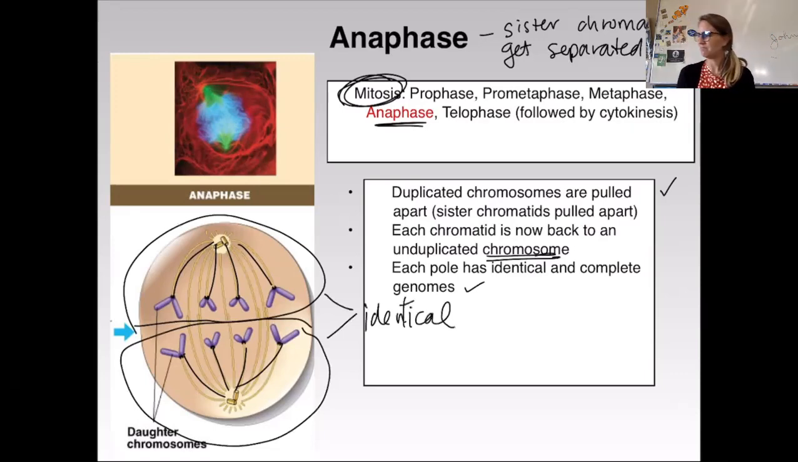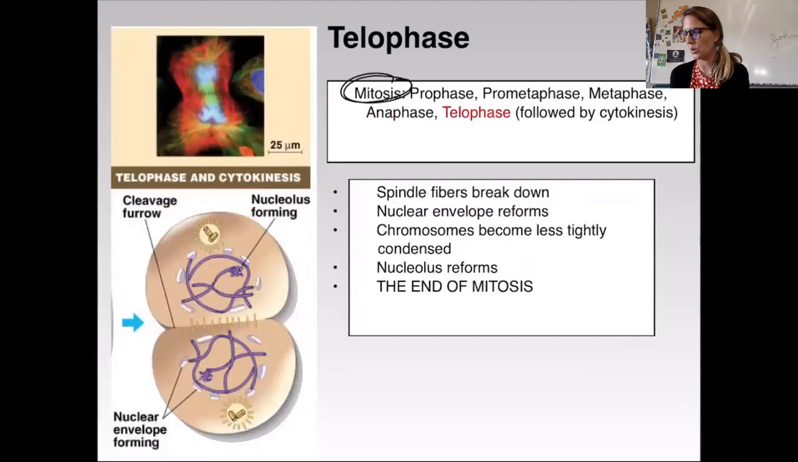All right. Last phase of mitosis is called telophase. And telophase is where you get the spindle breaking down, so those microtubules go away. The nuclear envelope reforms, right? So you can see that happening. And the chromosomes start to become a little less tightly condensed, so more stringy, less tight. And the nucleolus reforms. And that signifies the end of mitosis.